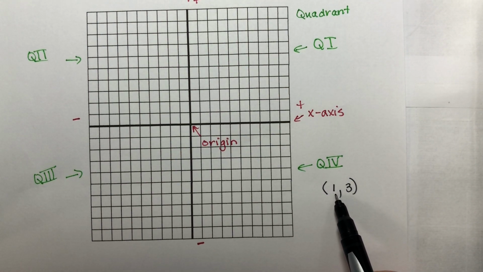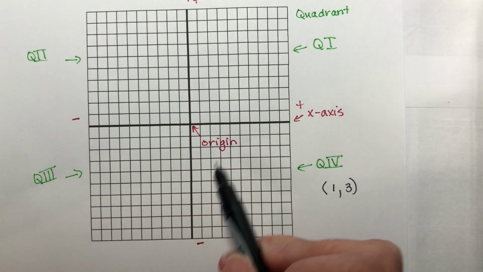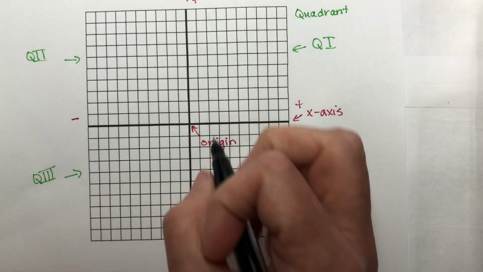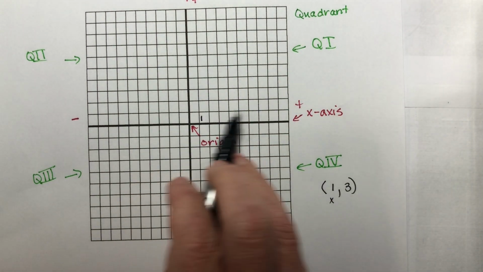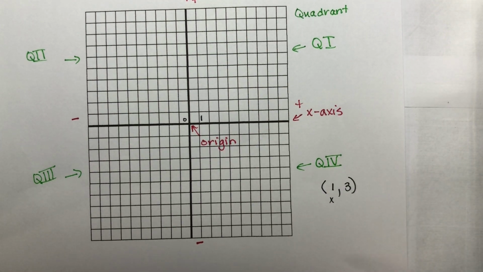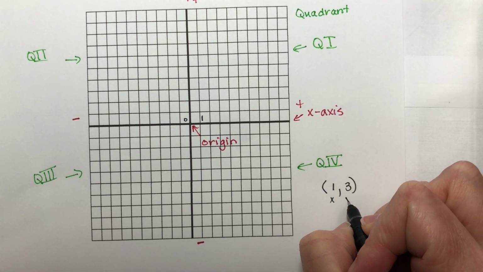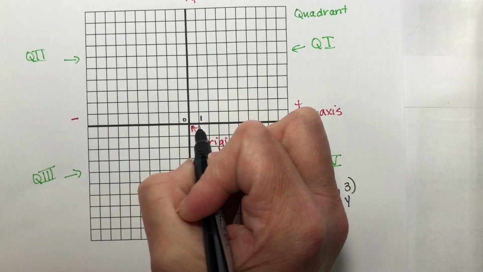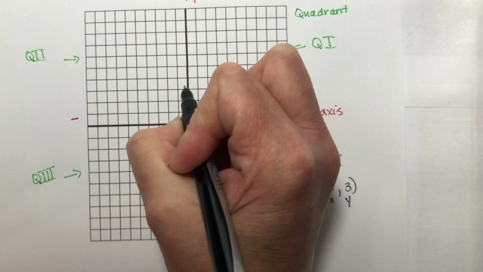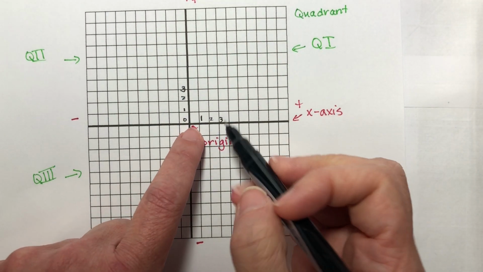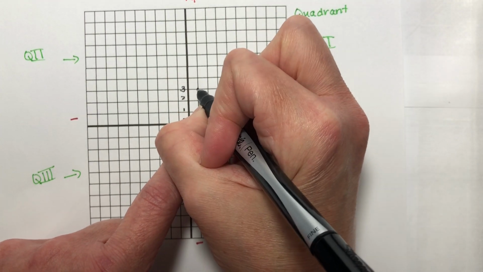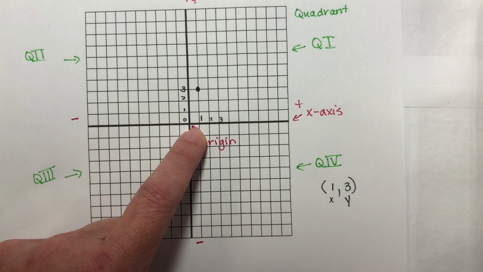This means your point that we're going to put somewhere on this grid lines up with x equals 1. X is 1 right here. Your positive numbers are here. This is 0. Okay. It lines up with 1 on the x-axis, and it lines up with 3 on the y-axis. If this is 1, this would be 2, 3. So the point that lines up with 1 on the x-axis and 3 on the y-axis is right there. Okay.